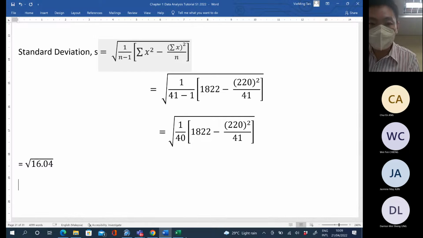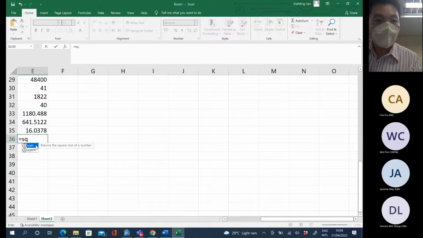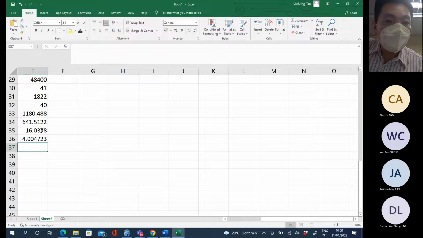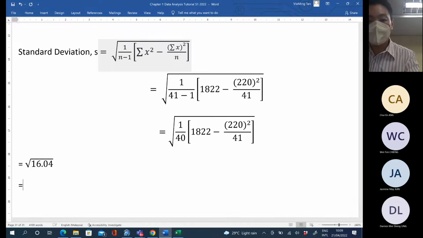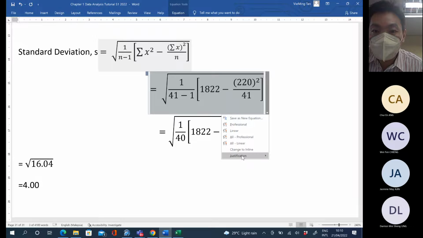You can use Excel to help you, or you can use a calculator. So equal to square root, SQRT, then choose this one, put close bracket. The answer is about 4.00. You can also adjust the location of all this. I use justification. I usually put it to the left hand side.